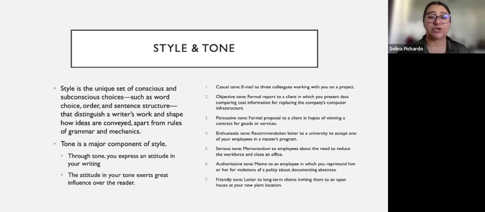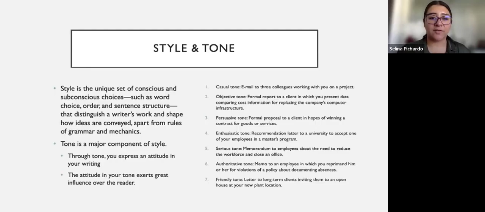And tone is a major component of style. It is through tone that you express an attitude in your writing. And it is this attitude that can help exert great influence over the reader. So on the right, you'll see that there are going to be seven different tones.